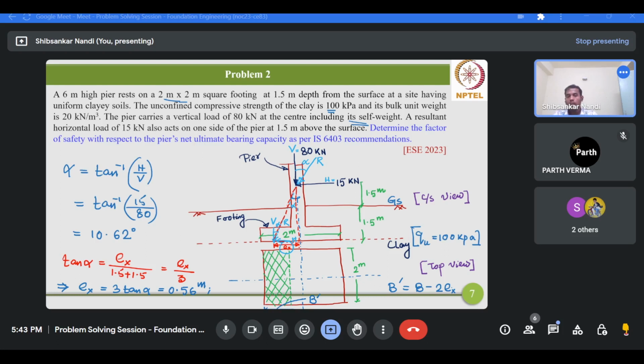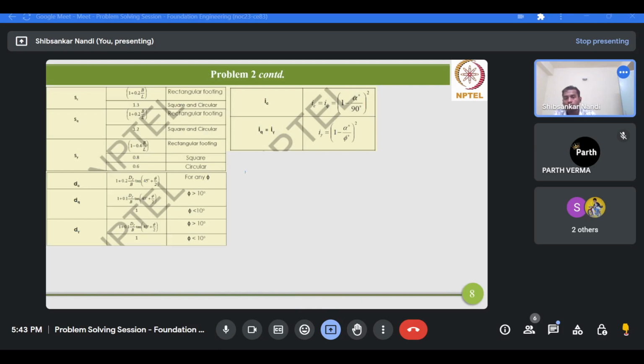Okay. So for this problem, it's a one-way eccentricity. So we have to only modify the width as B prime, which we can calculate from the equation B minus 2 times ex. So this modified B will be 2, the original width, minus 2 times 0.56. I hope this value would be 0.88 meter.